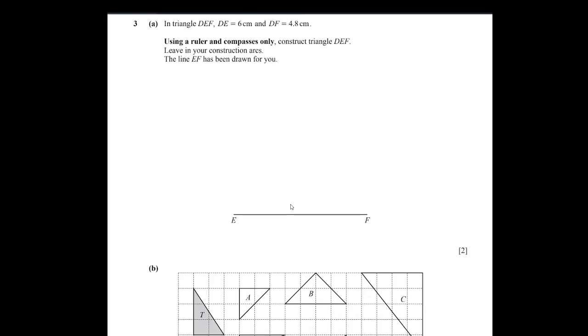In triangle DEF, DE is equal to 6 centimeters and DF is equal to 4.8 centimeters. Using a ruler and compasses only, construct triangle DEF. Leave in your construction arcs. The line EF has been drawn for you.